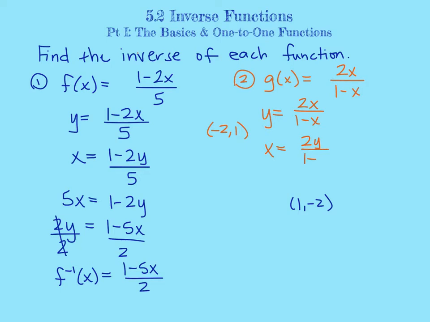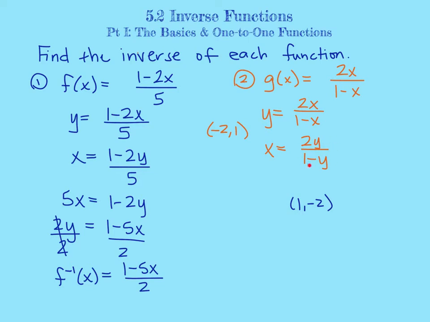This one's a little bit different because now we have two y's here, whereas over in this f of x, we only had one of them. So this is actually the equation of our inverse function, g inverse of x. However, it's in terms of x equals, and we want it as y equals since that's how we write a function. So what we need to do is solve for y.